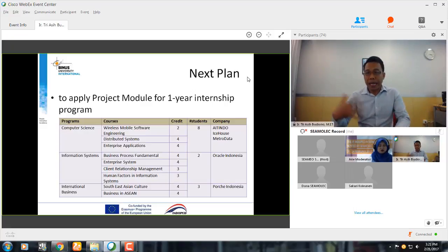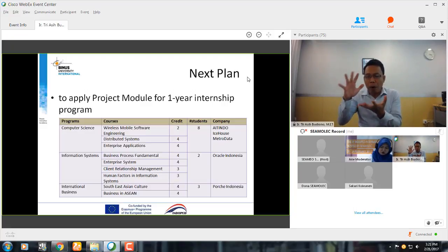Normally in other universities, even at Binus University before this, the internship only lasts for 3 months. Now we extended it to 1 year because we want to develop more employability skills for our students. Now we have more students joining, not only 3. We have 13 students. And now we also have more companies participating. So we have 5 companies. And we apply it to 3 study programs: computer science, information system, and international business.